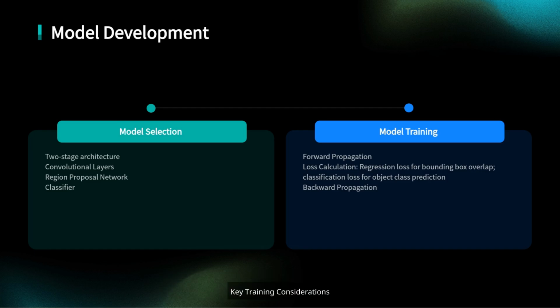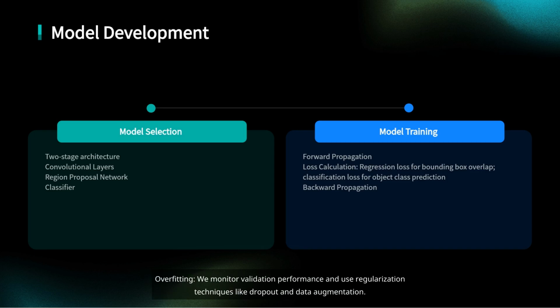Key training considerations. Imbalanced data, faces and plates may be rare in some areas. We use sampling strategies like hard negative mining or focal loss to address this. Overfitting. We monitor validation performance and use regularization techniques like dropout and data augmentation. Transfer learning. We may initialize from a model pre-trained on COCO or Open Images and fine-tune on Street View.